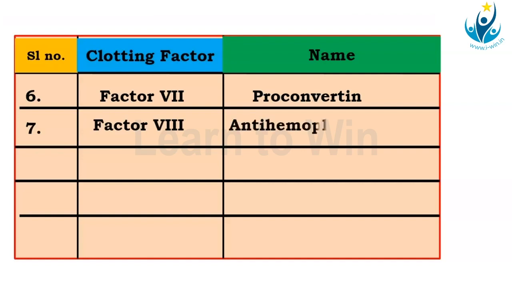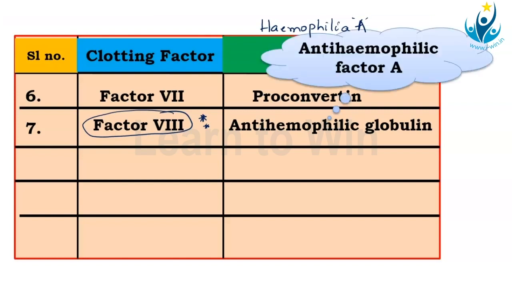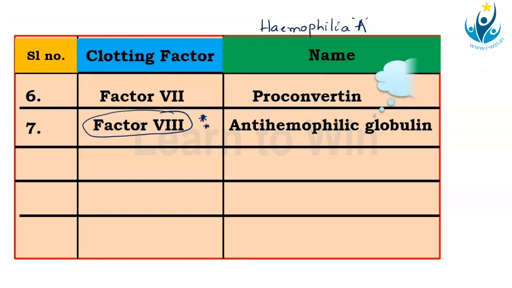Factor 8 is anti-hemophilic globulin, and in fact it is this factor 8 whose deficiency results in a genetic disorder called hemophilia type A. If the gene that produces factor 8 is mutated or there is any deficiency, the amount of factor 8 production will be decreased or completely deficient. In such cases, individuals will suffer from hemophilia A. So that's why it's called anti-hemophilic factor A.